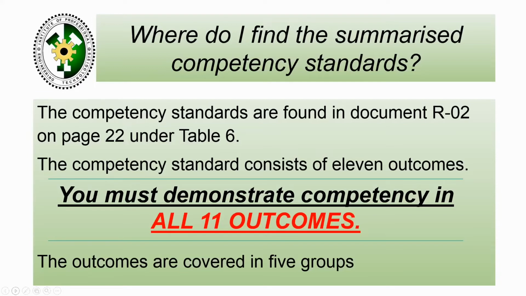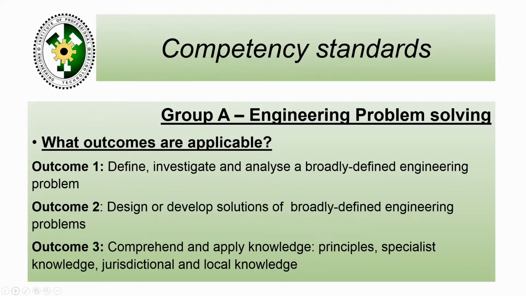The outcomes are covered in 5 groups. Group A is your engineering problem solving. So what does it mean? What outcomes are applicable? It's how you solve a problem, how you design it. Outcome 1 says define, investigate, and analyze a broadly defined engineering problem. That's your first step, you have to understand. Outcome 2 is to design or develop solutions to broadly defined engineering problems. Then outcome 3 is to comprehend and apply knowledge, principles, specialist knowledge, and jurisdictional and local knowledge. So these 3 are integrated into each other.